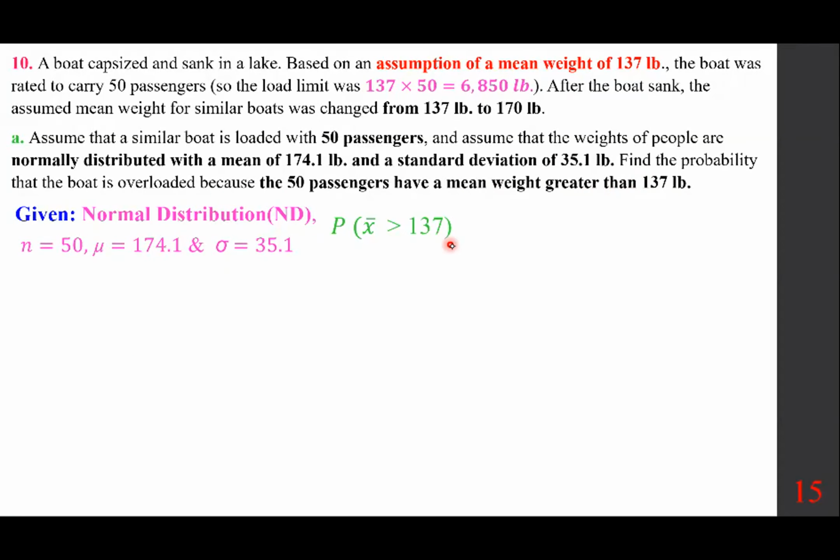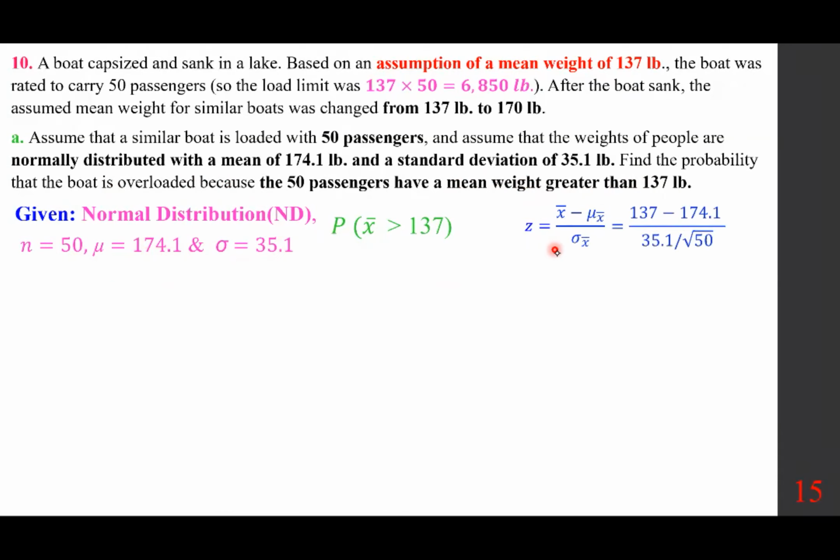And to do that, we want to go with the Z, where Z is X bar minus mu of X bar over sigma of X bar. We replace the X bar here with 137, mu of x bar with 174.1, and sigma of x bar with 35.1. That's why we write the given, so it makes life easy here. And that is negative 7.474 if we were to change this from a normal distribution to standard normal distribution using the z, looking like that.